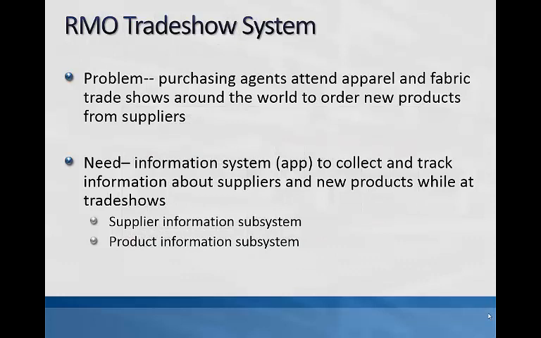The RMO trade show system. So, what is the need? Well, purchasing agents attend trade shows. While they're at the trade show, they would like to capture product information and capture information about the suppliers that supply those products. They want to do that while they're at the trade show. So we've identified 2 subsystems for this trade show system: the supplier information subsystem and the product information subsystem.